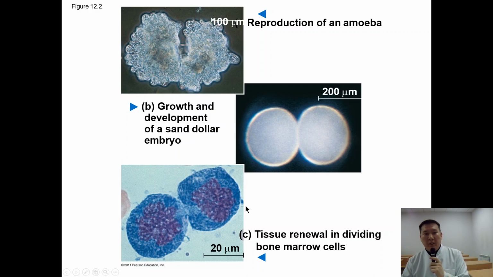On this slide you can see three figures, figure A, B, and C. On the top, figure A, you can see a diagram of reproduction of an amoeba. As you know, amoeba is a protozoan. In figure B, you can see growth and development of a sand dollar embryo. And figure C shows you tissue renewal in dividing bone marrow cells.